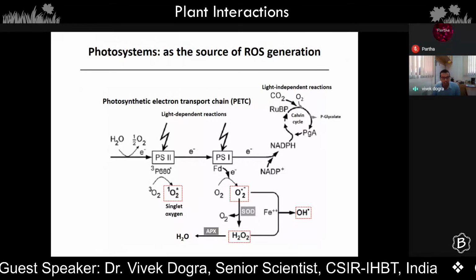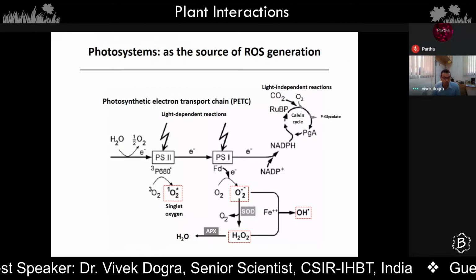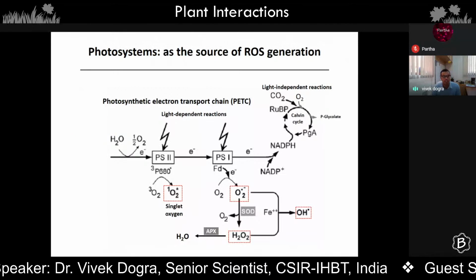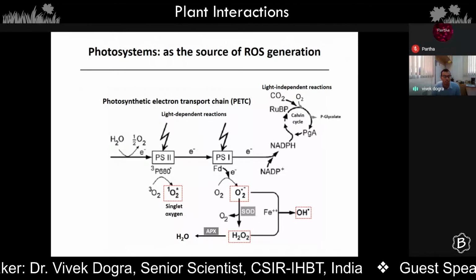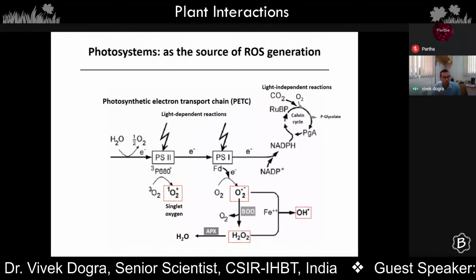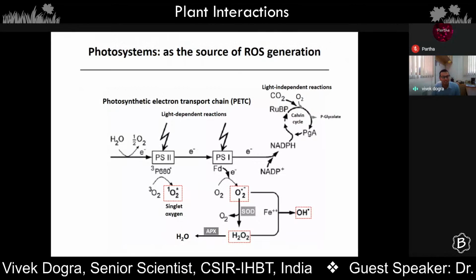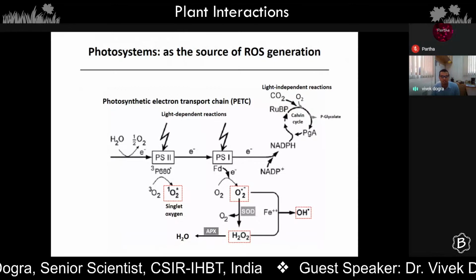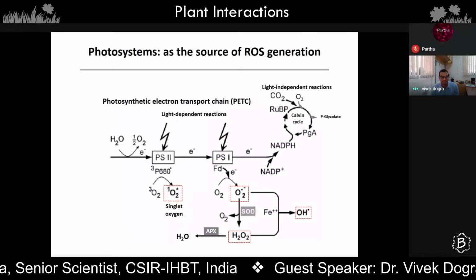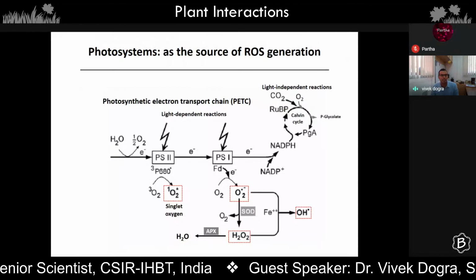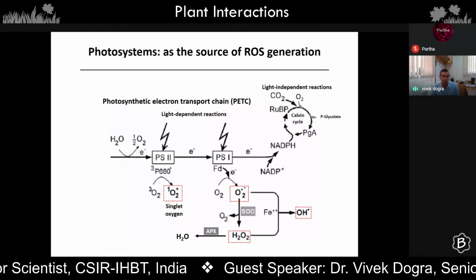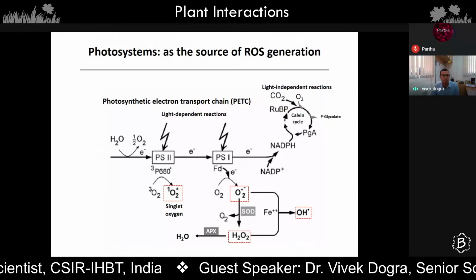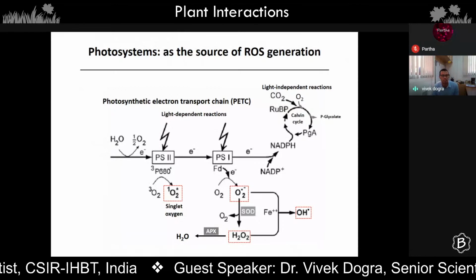Singlet oxygen is one of the ROS generated upon transfer of energy to oxygen. We all know that when light is incident on chlorophyll, which is a photosensitizer, a pigment that can absorb light, it absorbs light and becomes excited. Chlorophyll is bound to the photosystem 2 reaction center proteins.